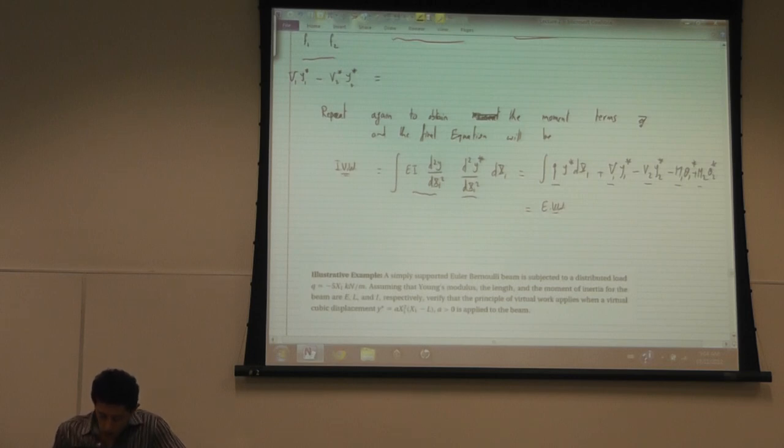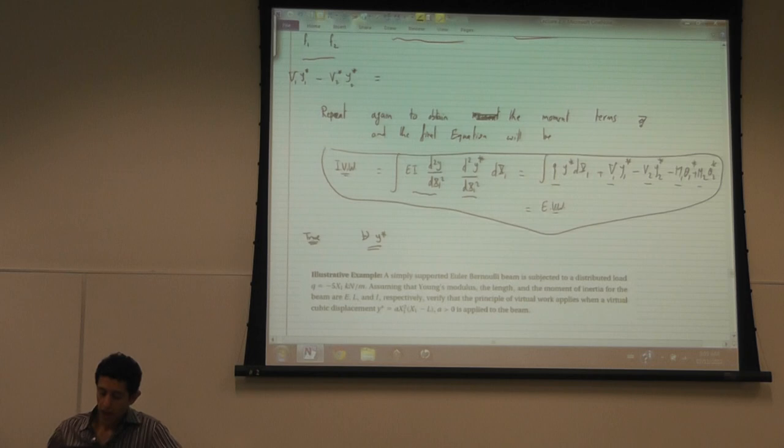And once we say this is true for every y star, then both this equation and the equilibrium equation are equivalent. This is true for every y star, which makes the two equations equivalent. If I don't say this is true for every y star, then they're not equivalent. They're only equivalent because I say this is true for every y star.